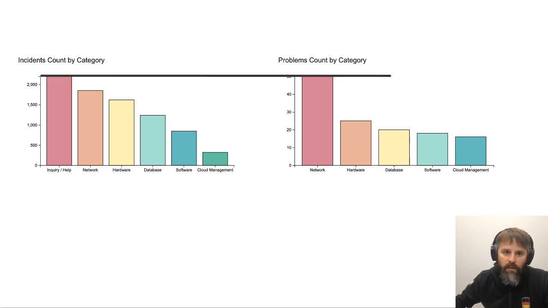The heights of the bars also don't mean much because it looks like I have as many inquiry and help incidents created as I do network problems. However, you got to look closely. In this case, I got a 50 as a top value and 2000 as a top value here. I also don't know when these were collected. So let's maybe look at a little bit better visual than this one.